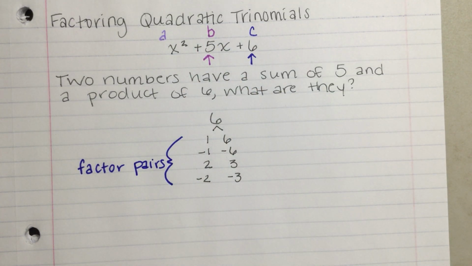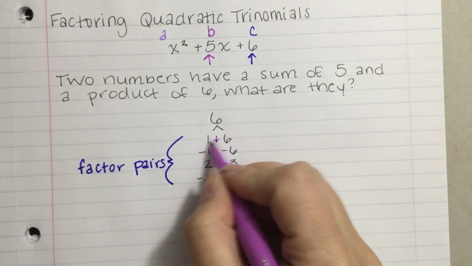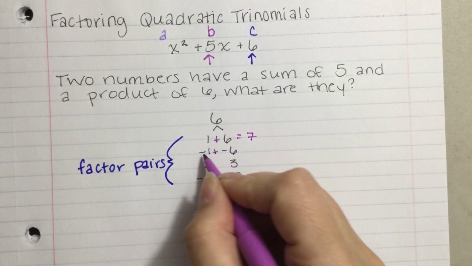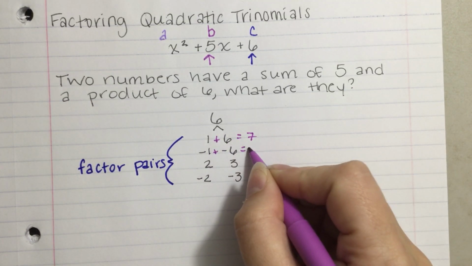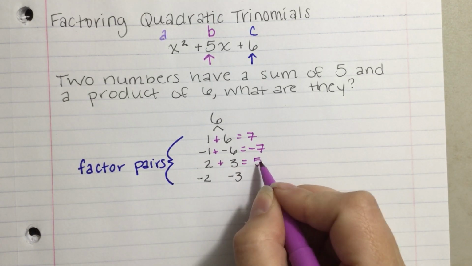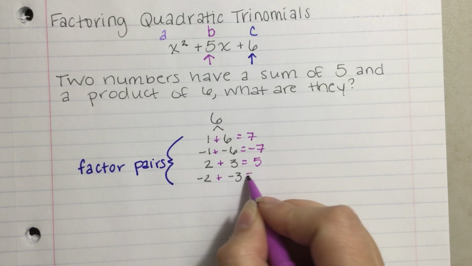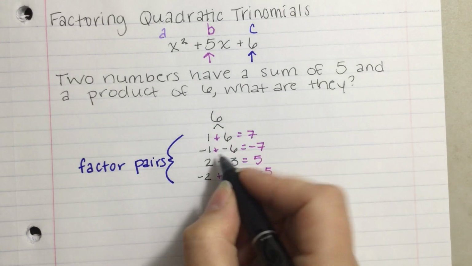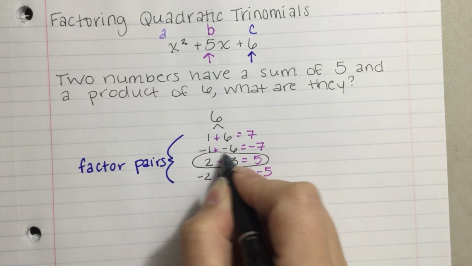So I'm going to go through and add them together and see which one gets me 5. If I add 1 and 6 together, I'm going to get 7. If I add -1 and -6, I'm going to end up with -7. If I add 2 and 3, I end up with 5. And if I add -2 and -3, I end up with -5. So that means the solution to this riddle would be 2 and 3.